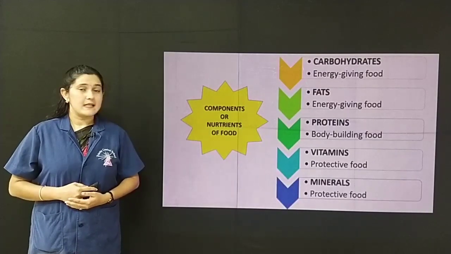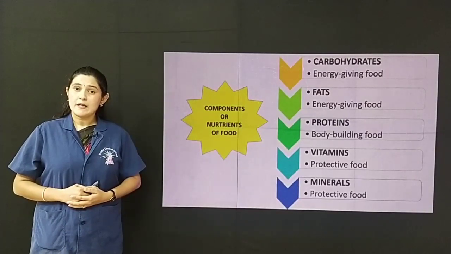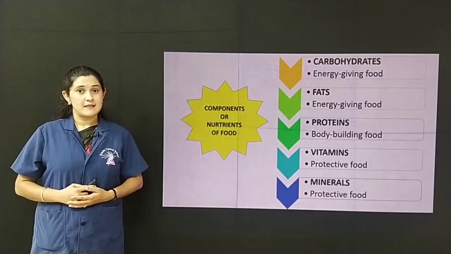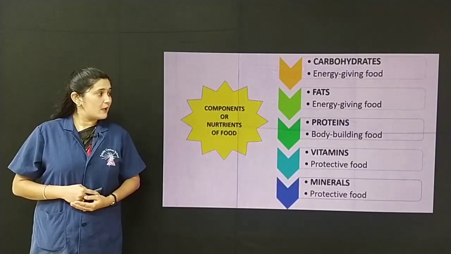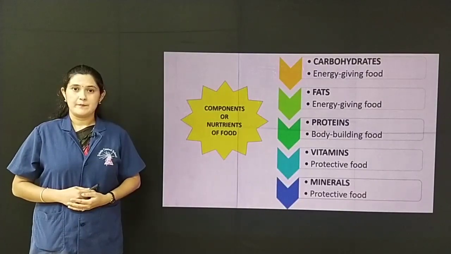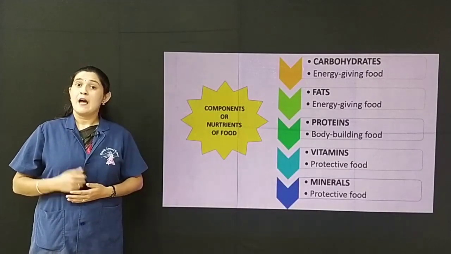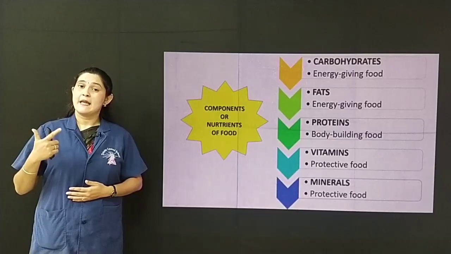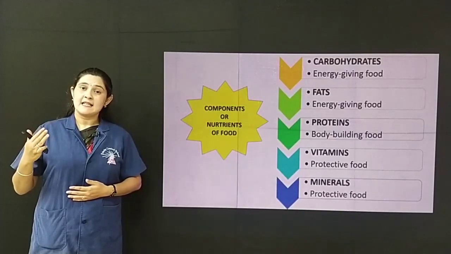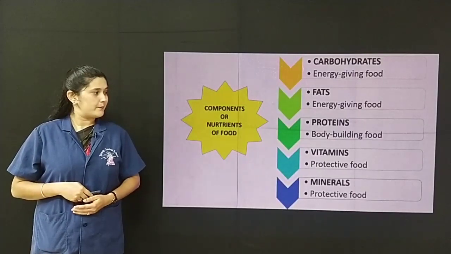Next, you learnt about proteins. Proteins help build muscles and bones. They are known as bodybuilding food. The food that is rich in proteins are meat, eggs, milk, cereals and so on.